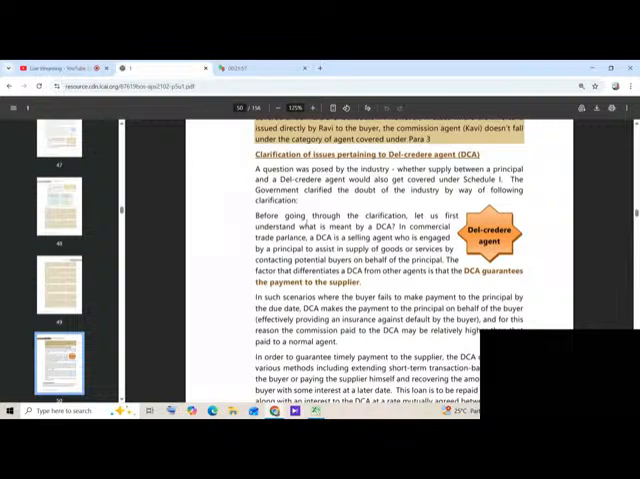Before going through the clarification, let us first understand what is meant by a DCA. In commercial trade parlance, a DCA is a selling agent who is engaged by a principal to assist in supply of goods or services by contacting potential buyers on behalf of the principal. The factor that differentiates a DCA from other agents is that a DCA guarantees the payment to the supplier.